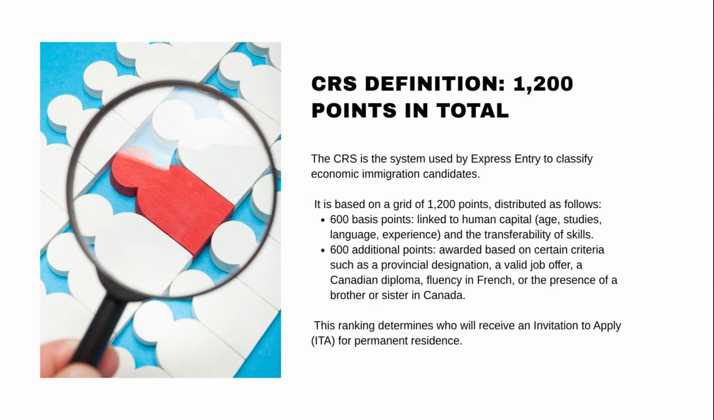Defining the CRS. Let's get to the heart of the matter, the CRS, or Comprehensive Ranking System. It's a 1,200-point grid that evaluates candidates according to their personal, professional, and family characteristics. There are two main categories of points: 600 points for basic factors, also known as human capital, and 600 points for additional points, also known as bonuses. Your objective is not to earn 1,200 points, but to earn enough to be above the invitation threshold. And that's exactly what we'll be looking at in the next few slides.